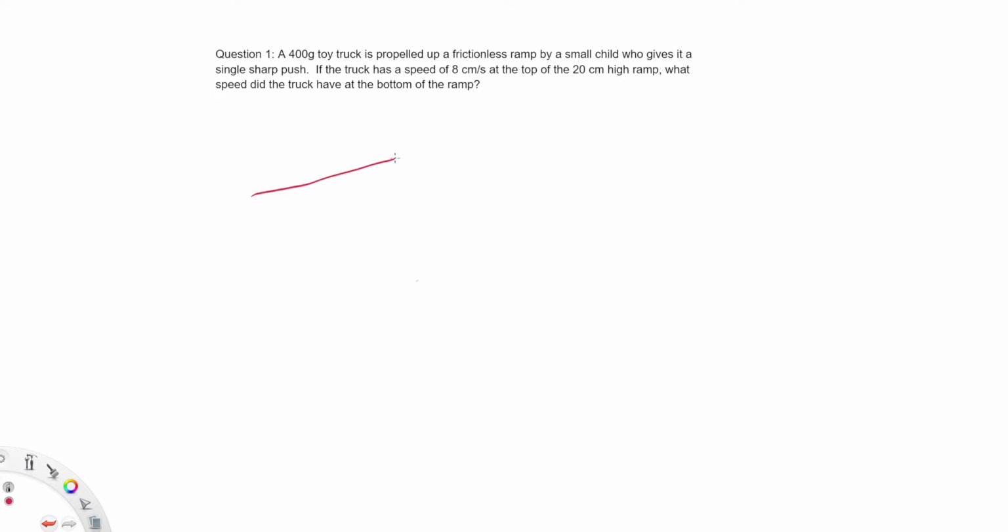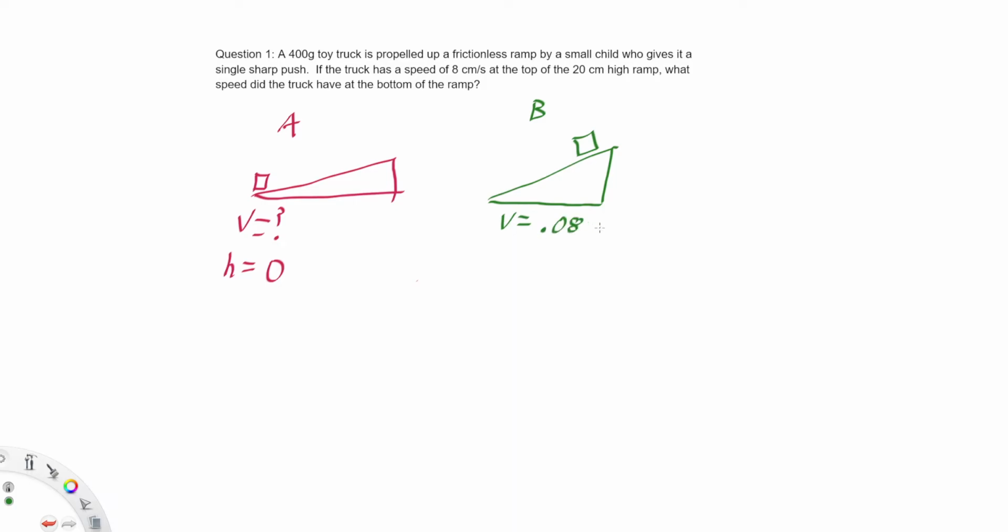So situation A, we have a box at the bottom of the ramp. Its velocity is something at the bottom, and its height is 0. So this is situation A. Situation B, the car is at the top of the ramp. Velocity is only 8 centimeters a second, or 0.08 meters per second, and the height is 1/5 of a meter.